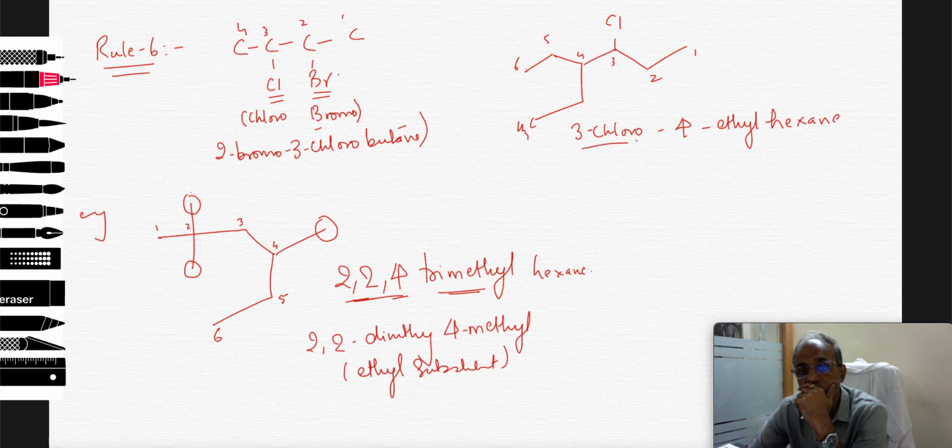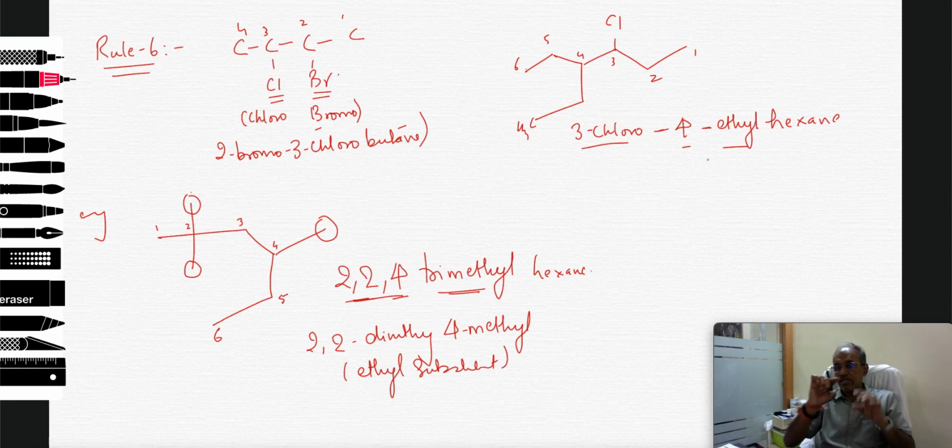2-chloro-4-ethyl hexane. There is no hyphen, it is a continuity. It is a continued 4-ethyl hexane, because within alphabets there is no hyphen or comma, anything. It's in continuity. So, 3-chloro-4-methyl-4-ethyl hexane.